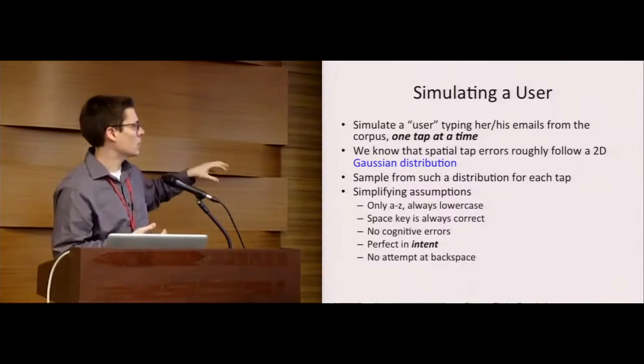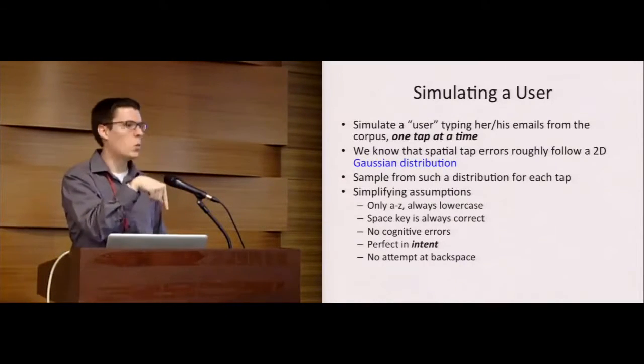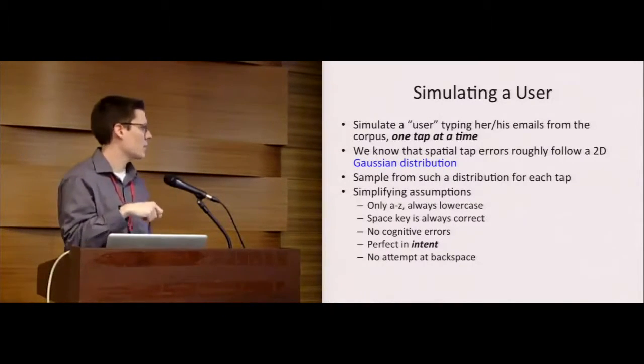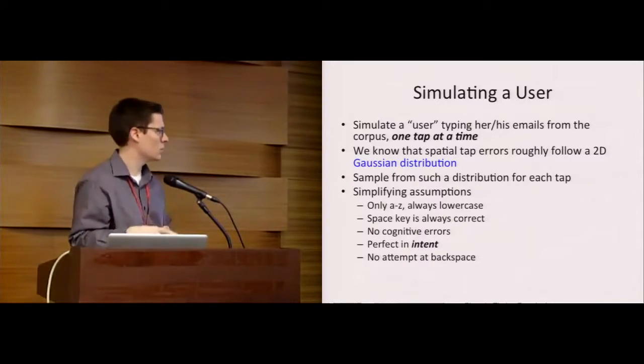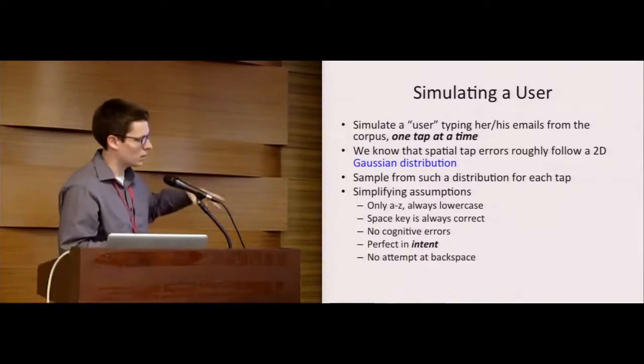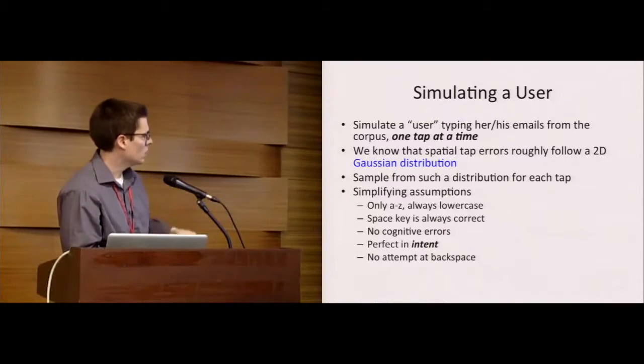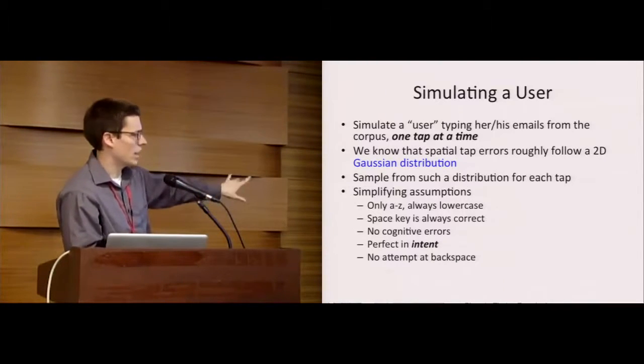So what we can do is sample from a distribution, and that'll give us a point for each tap, some of which might not be on the correct letter, which is good. We want those errors in there. We had certain simplifying assumptions. We wanted to really get to the core of, will this work at all? So we took out a lot of the extra bells and whistles.